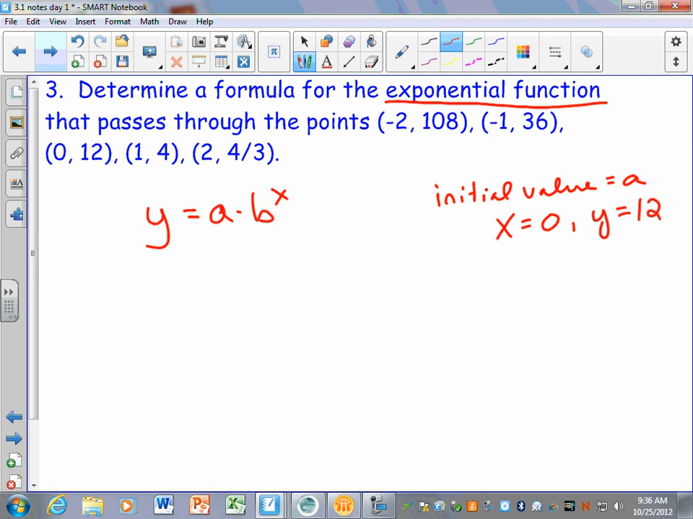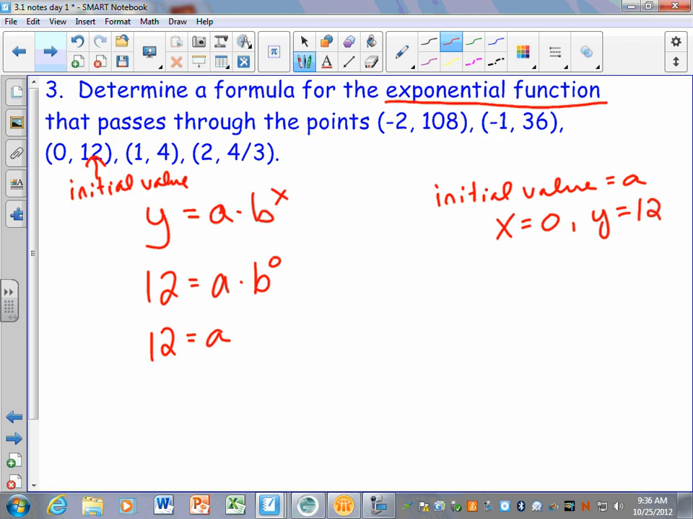If I plug in 12 for y and 0 for x, I would be left with the equation 12 equals a times b to the 0. Do you agree with that? What does anything to the 0 power equal? 1, which means this is just 1. So do you agree that that means that a has to equal 12? Every time, when x is 0, whatever y is will be your initial value, or your a value. If you forget that, you could just plug it in and solve it.